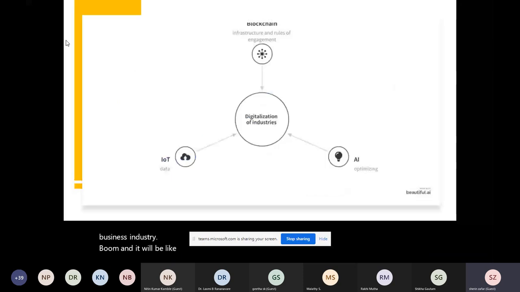Again, when we are talking about the digitization of industry, it cannot be done only with the help of IoT.